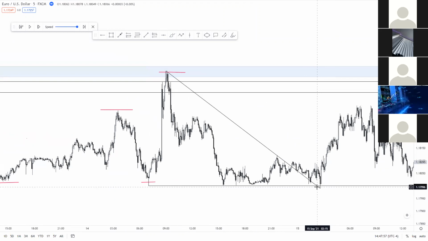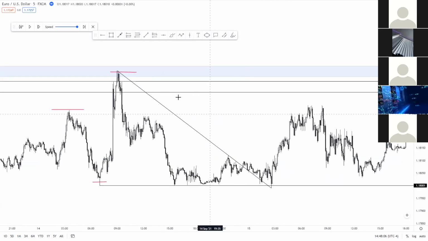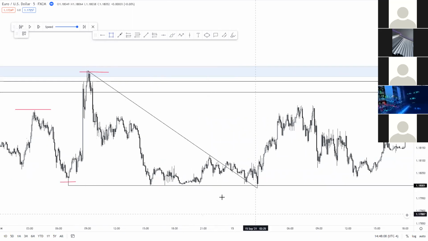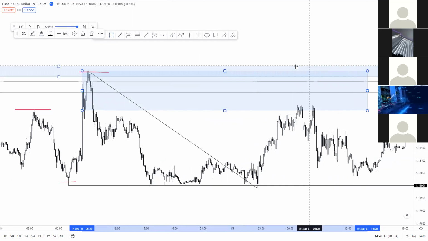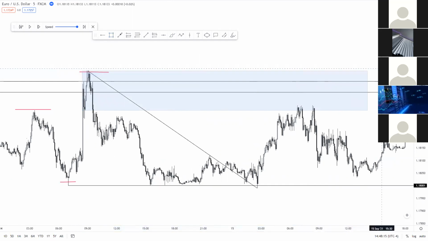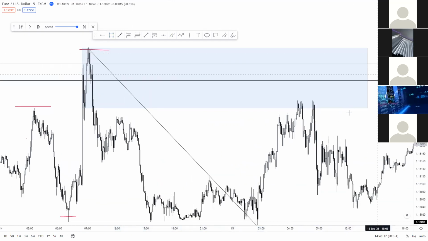So here, it's the same logic. We broke below the demand that created this higher high. So now I'm thinking, okay, we could see some sellers come into this market. So this is a leg. Where's the origin? The origin's up here. So I mark off the entire origin of the move. And what do we see?